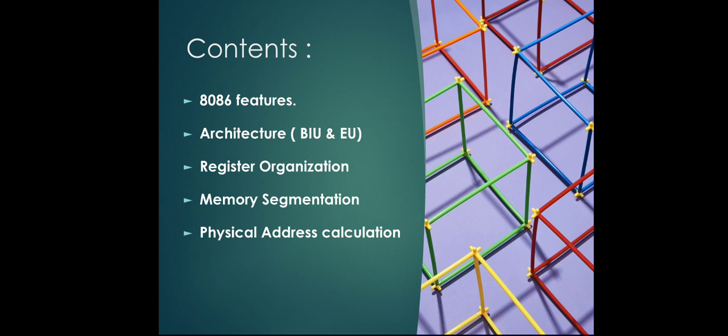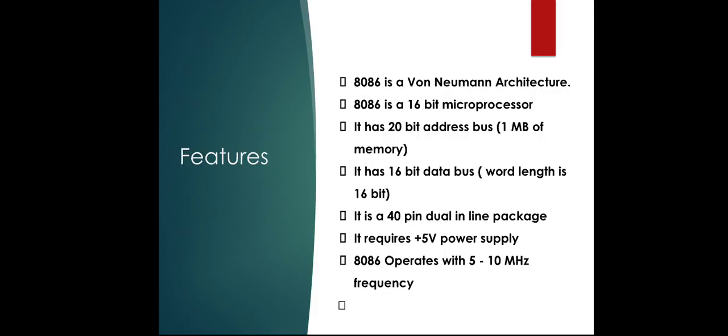In this video, we are going to come across several points such as the 8086 processor features, its architecture, the register organization, how the memory has been segmented, and finally the physical address calculation. These are the points we are going to discuss in this video. Let us look into the features of the 8086 microprocessor.